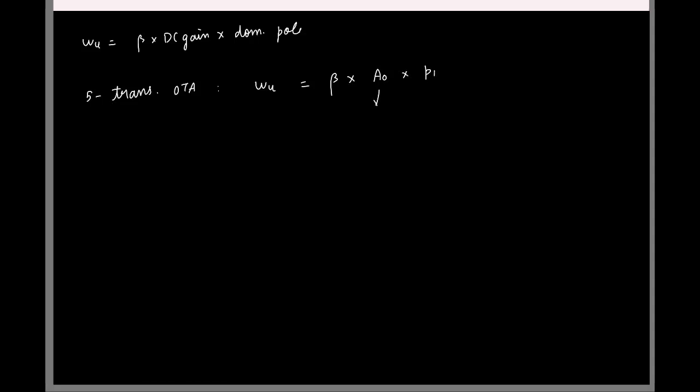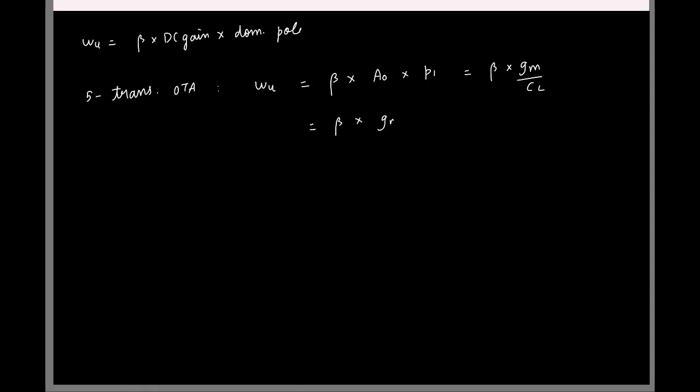You guys know the DC gain for the 5 transistor OTA. You also know the dominant pole. So please calculate and tell me what is it. What is it? Beta times? Yeah. Why is it? I mean, what is the DC gain for the OTA?